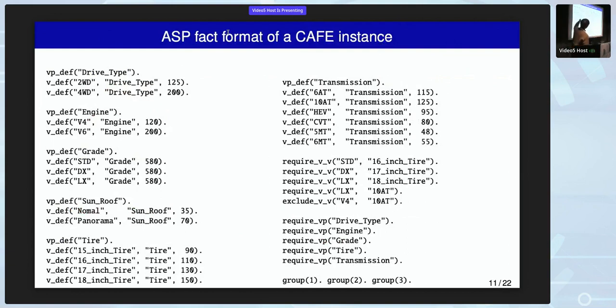This is the ASP fact format of a CAFE instance. The atom VPdef represents the equipment type, and the atom Vdef represents the equipment options. For example, this atom Vdef 1080 transmission 125 represents that option 1080 is one option of transmission type, and its IWR value is 125.